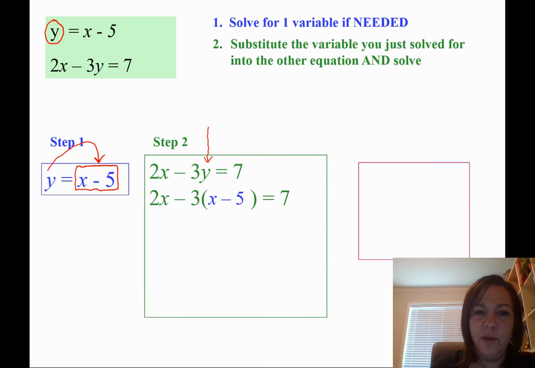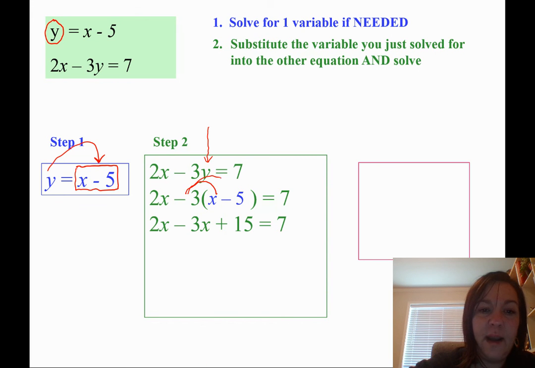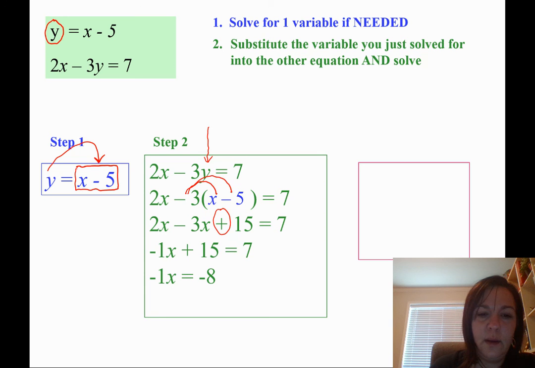Boom. I'm going to do the distributive property. Be careful with that negative. Negative 3x. Negative times a negative makes positive 15. Here comes our solving equations. Combine like terms. x is 8. A lot of students will accidentally stop here.